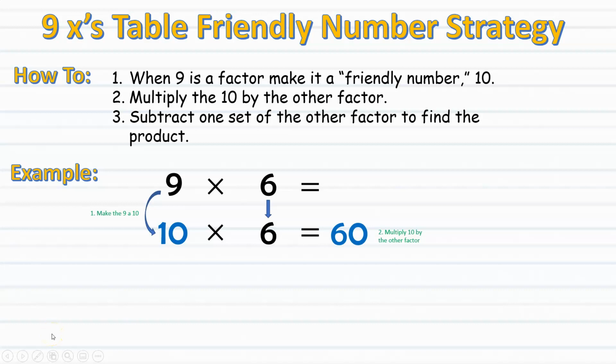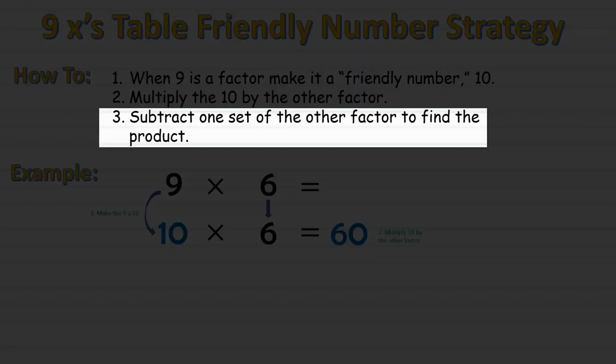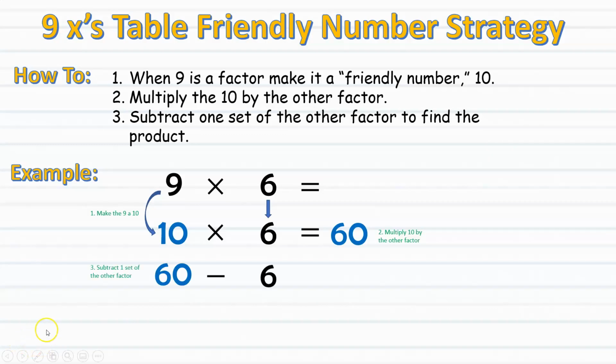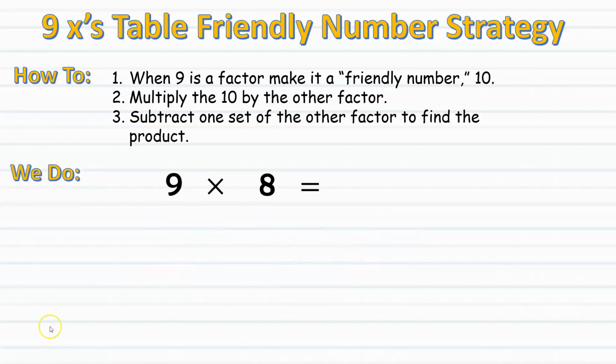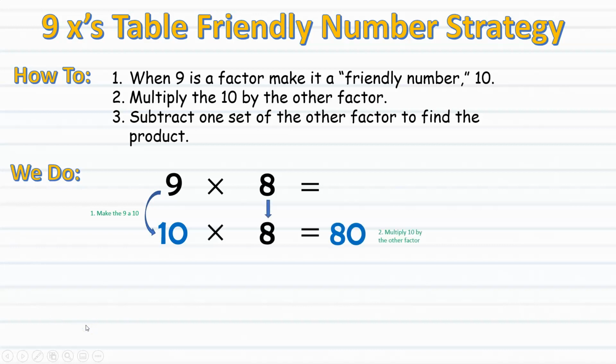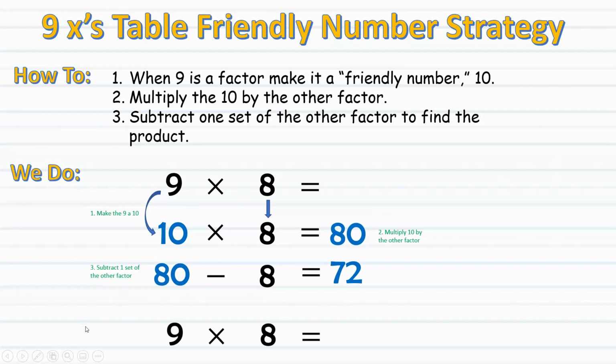But because we substituted 9 for a friendly number, we have to now remember to subtract one set of the other factor. So we're going to subtract 60 minus 6, which gives us 54. Therefore, we know that 9 times 6 equals 54. Let's try another one. This time we'll be multiplying 9 times 8. Keeping in mind, we want to substitute the 9 for a friendlier number. So we're going to actually multiply 10 times 8. 10 times 8 equals 80. But then we need to remember to subtract 8 from 80, leaving us with 72. Therefore, we know that 9 times 8 equals 72.